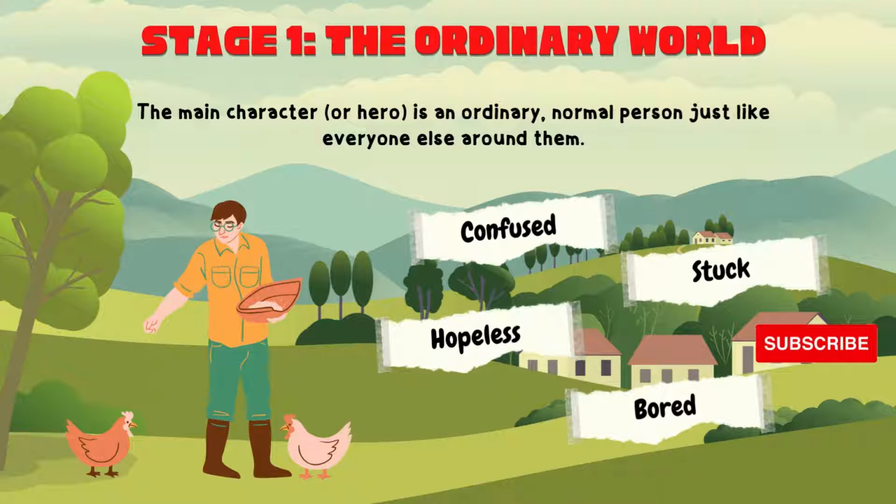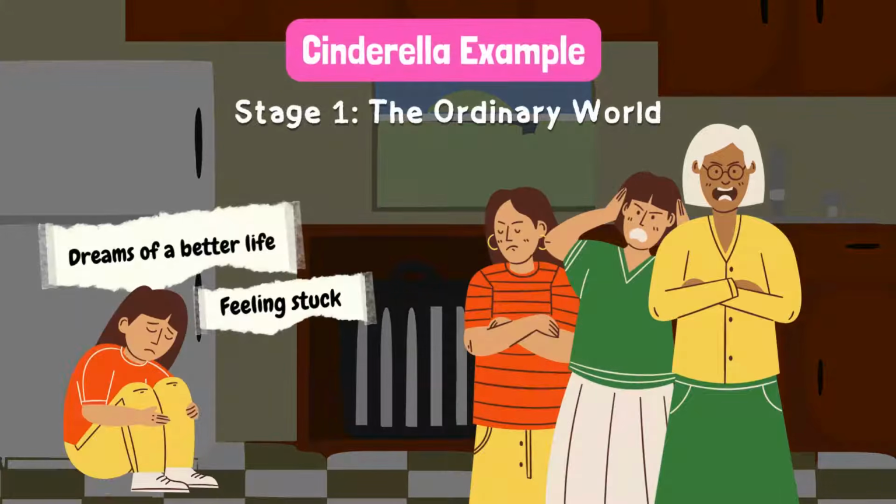Here, your main character starts off in an ordinary world. He or she is just like every other person in their environment, doing things that are normal for them and experiencing the same struggles and challenges as everyone else. In this stage, the hero or main character may feel confused, stuck, or hopeless. For example, when Cinderella's father passes away, she finds herself stuck doing chores and taking orders from her stepsisters and stepmother. She dreams of a better life, but is not sure how to get it.